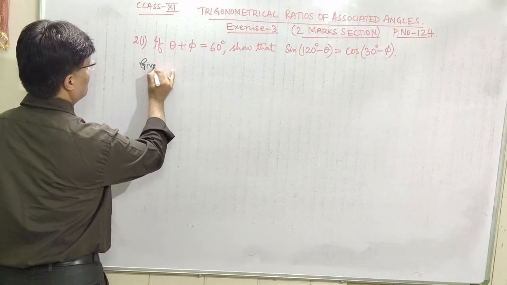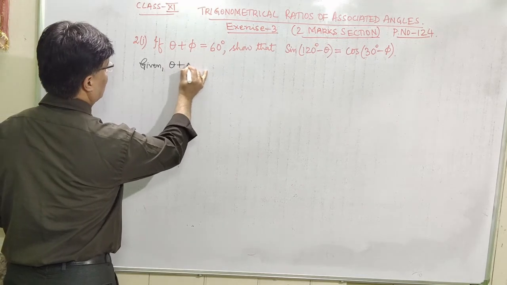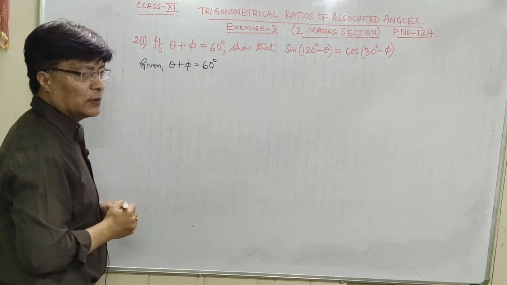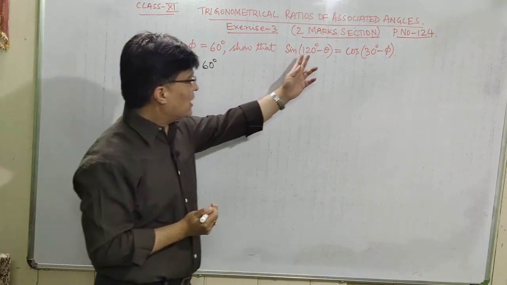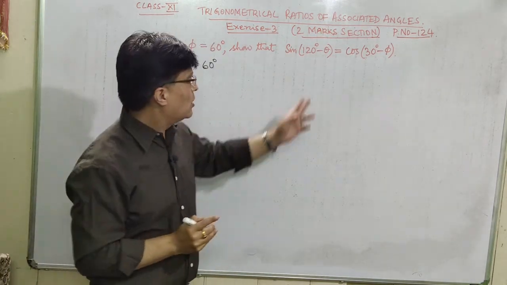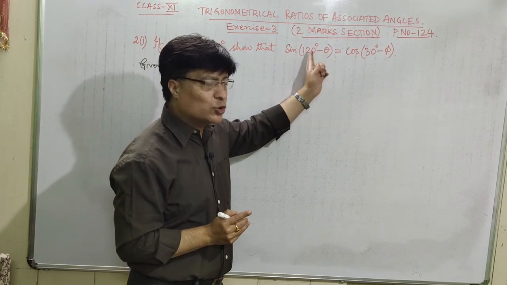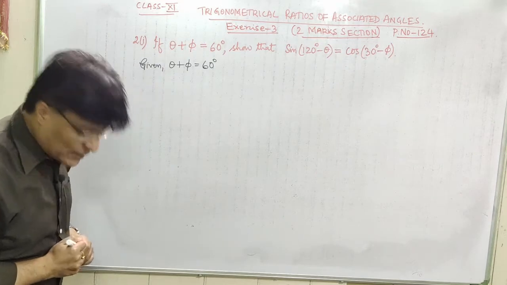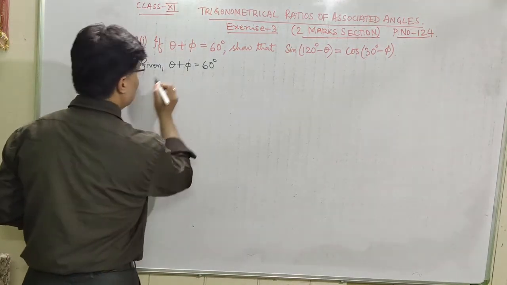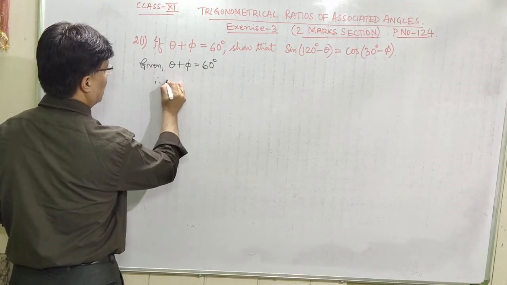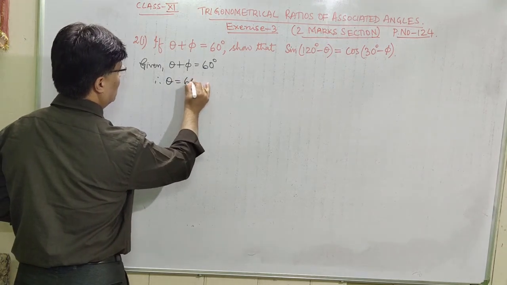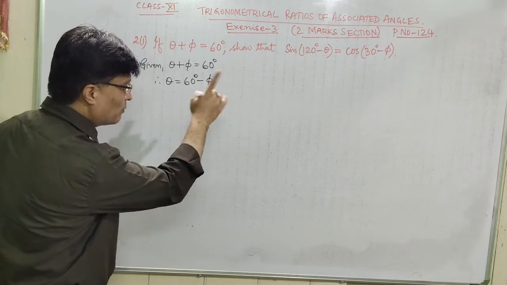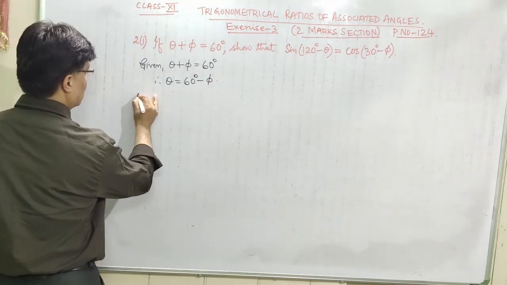Here given is theta plus phi is equal to 60 degree. Since you have to prove this LHS is equal to RHS, that is, 120 degree minus theta should be expressed in terms of phi. So now in this case, let us get the value for theta in terms of phi. That is, therefore theta is equal to 60 degree minus phi. Now let us prove LHS is equal to RHS.